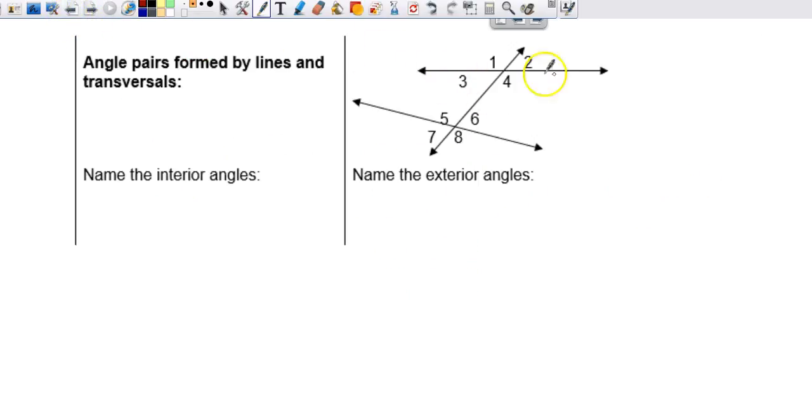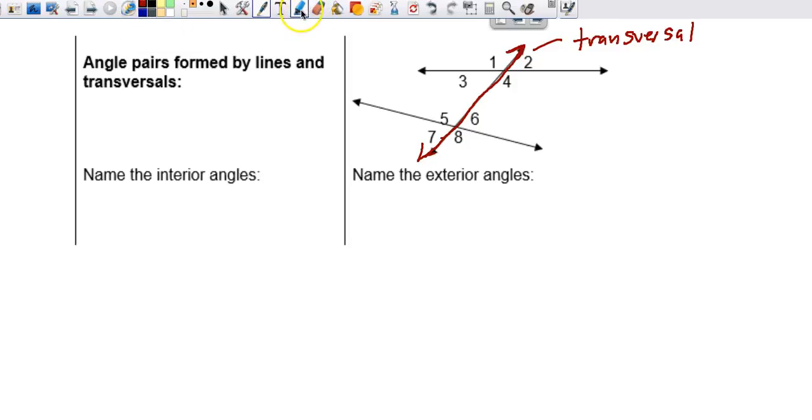When I have more than two lines drawn, rather, if I have two lines, a lot of times they're parallel, but if you just have two lines and you intersect them with another line, that line right there is called a transversal. And it's going to form 8 angles, some of them being interior, some of them being exterior.